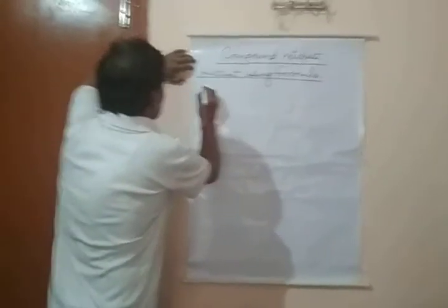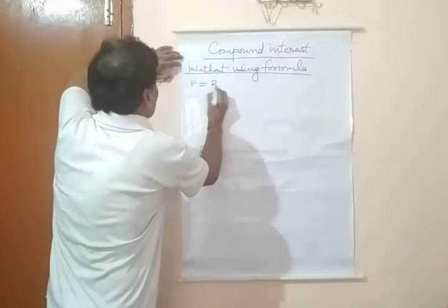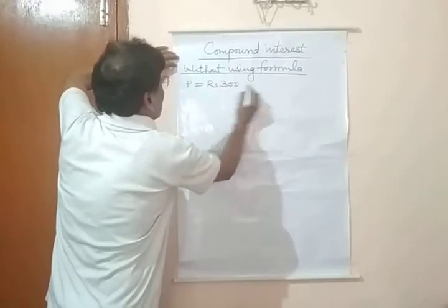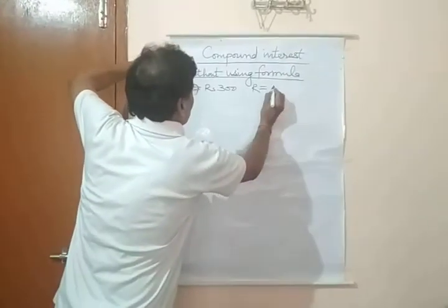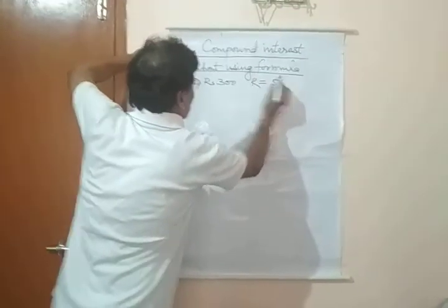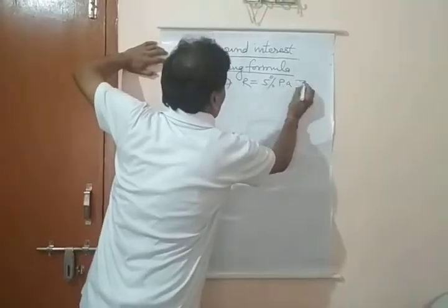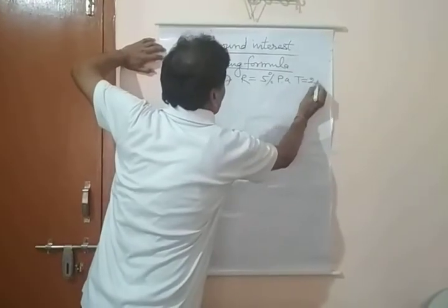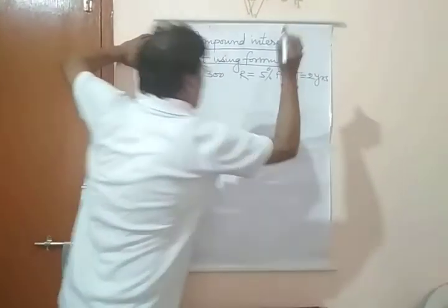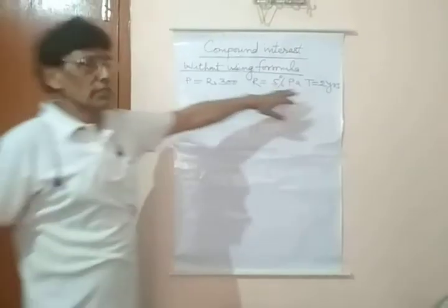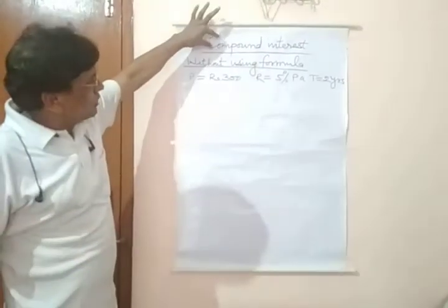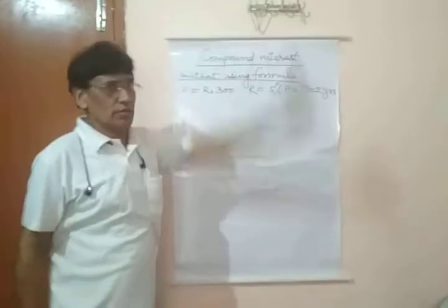Suppose, take an example: principal is equal to rupees 300, rate is equal to 5% per annum, and time is equal to 2 years. You have to find out compound interest without using formula.